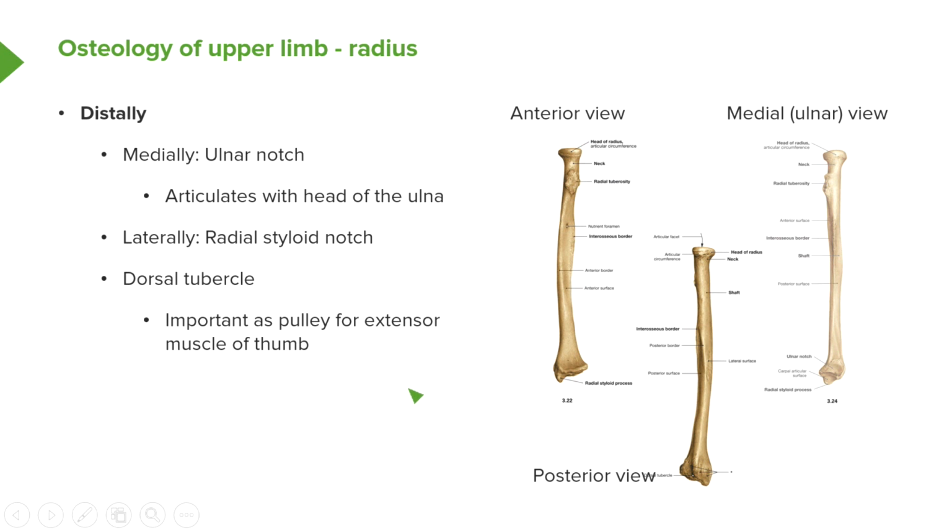most laterally within the radius. We also have what's known as a dorsal tubercle, and this dorsal tubercle is important as it acts as a pulley for the extensor muscles of the thumb, and we'll cover this in more detail when we look at the extensor muscles within the forearm. Important to remember, this dorsal tubercle on the posterior surface of the radius allows various muscles to attack the joint at a slightly different angle. So here we can see a whole series of bony landmarks on the radius.